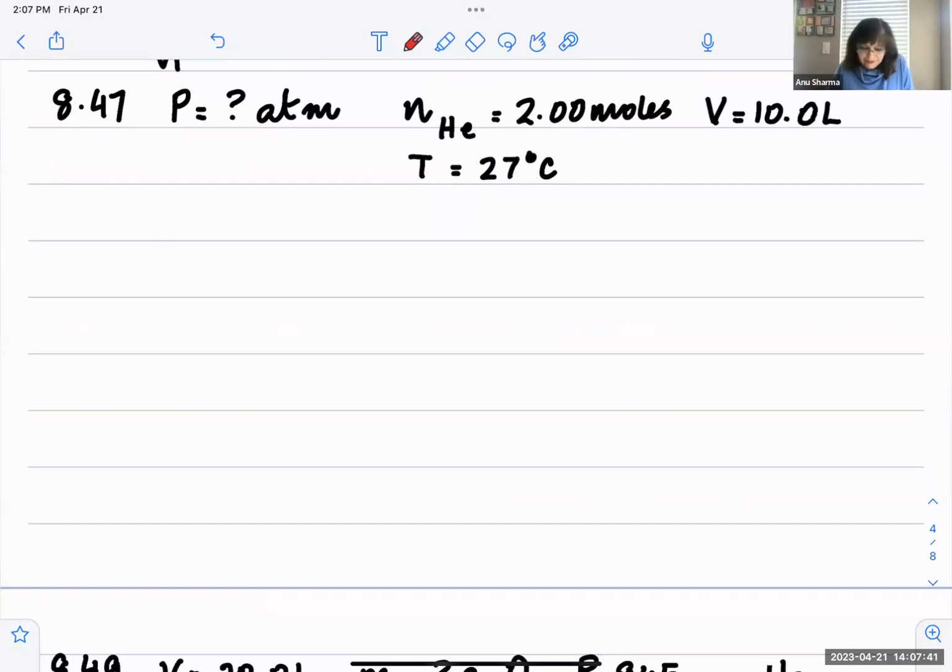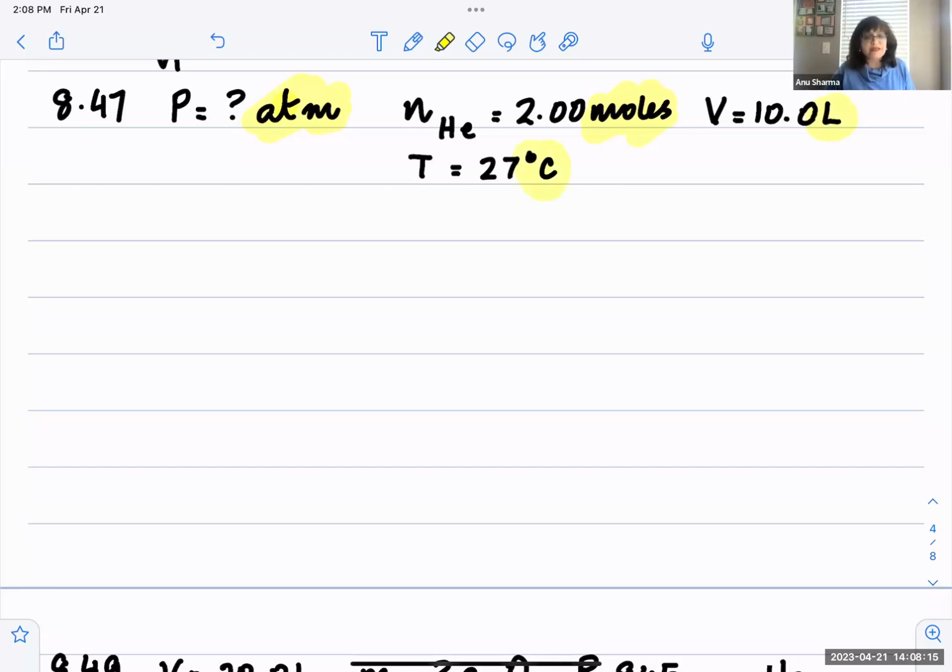Okay, so here 47, you need to find the pressure in ATM. You are given the moles of helium gas, 2 moles, so write it like that. Temperature is given, 27 degrees Celsius, volume is given. So important things here. First of all, look at the units. ATM, that's standard, that's good. Moles. If it was grams, then you need to convert to moles. Liters is fine. If something was in milliliters, you convert to liters.